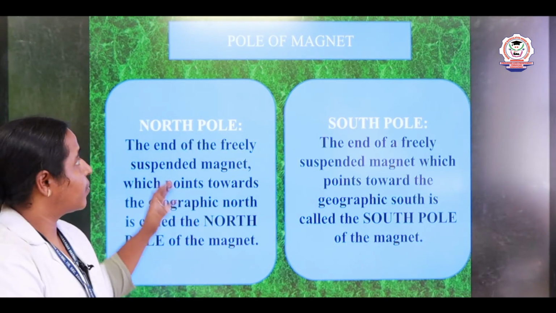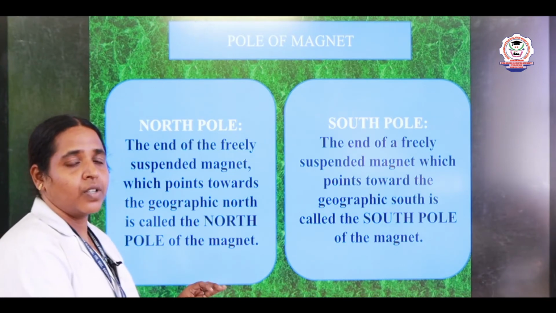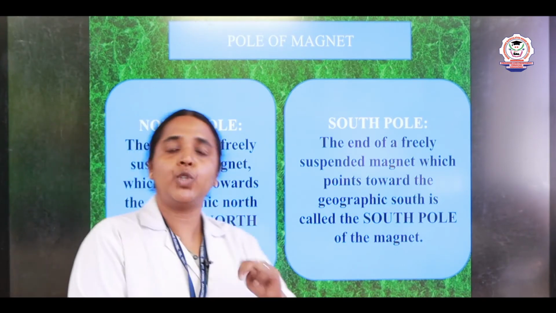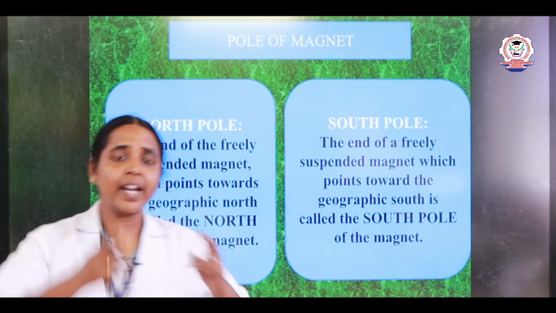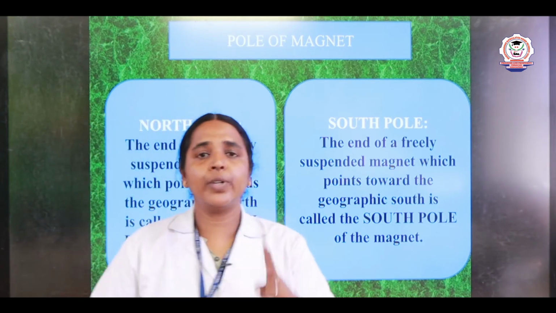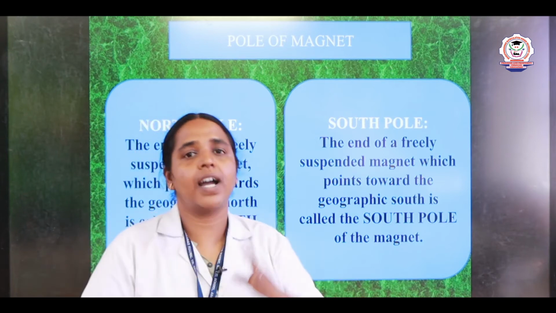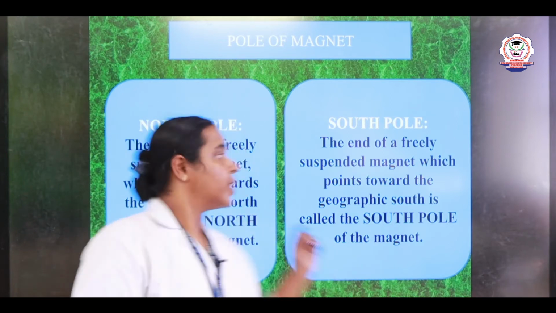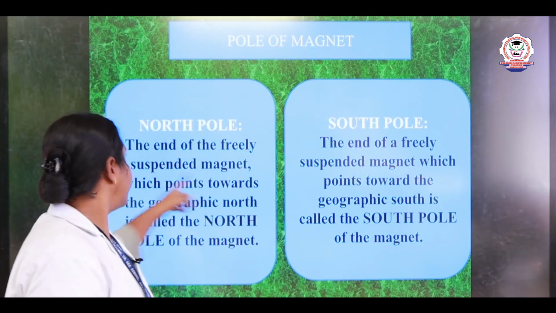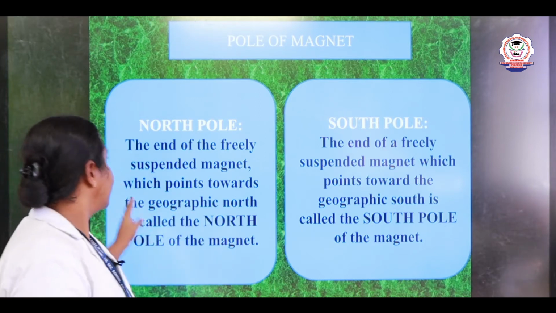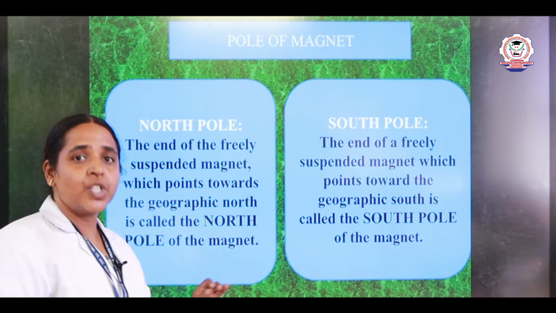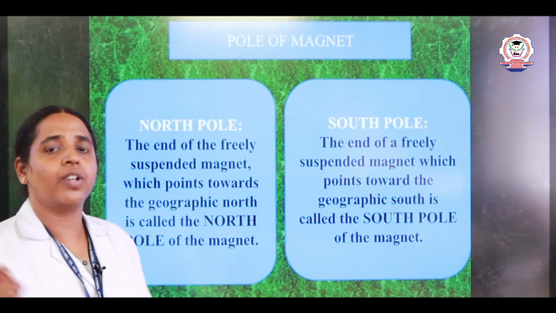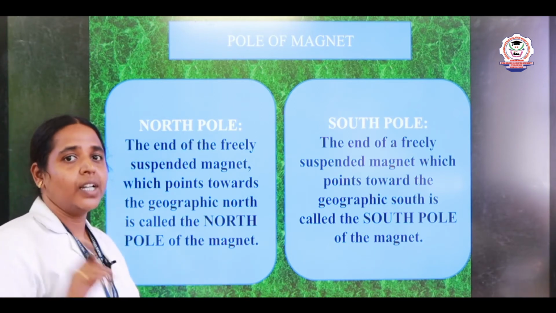So first, poles of a magnet. A magnet has two poles. One is a north pole, another one is a south pole. So a magnet has two ends. The two ends are always facing north and south. The end of a freely suspended magnet which points towards the geographic north is called the north pole.